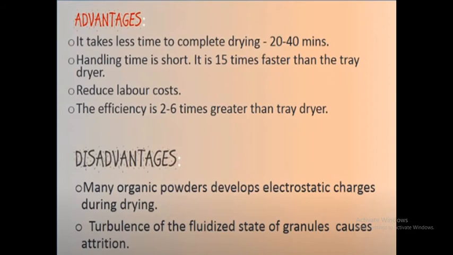Advantages and limitations of vertical bed dryer. First one, advantages. It takes less time to complete drying, 20 to 40 minutes. Handling time is short. It is 15 times faster than tray dryer. Labor cost is low, efficiency is 2 to 6 times greater than tray dryer.